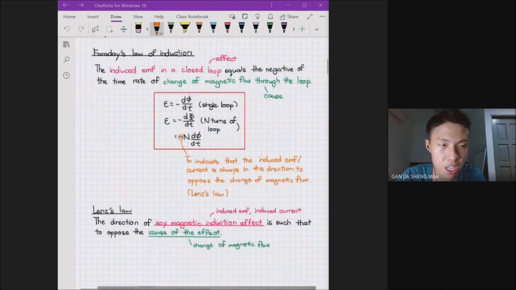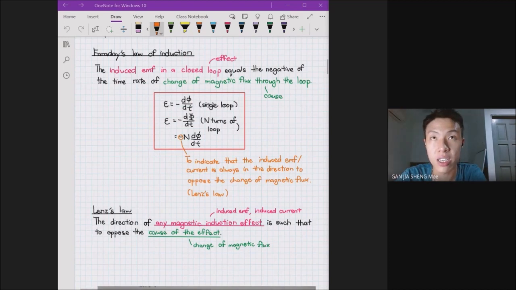So Faraday's law of induction says that the induced EMF in a closed loop, okay, which is epsilon, the induced EMF in a closed loop equals the negative of the time rate of change of the magnetic flux through the loop. That's why it's d over dt. D of what over dt? It's the change of the magnetic flux through the loop, so that's phi. Okay, so it's d phi/dt. Negative of d phi/dt is equal to the EMF if it's a single loop.